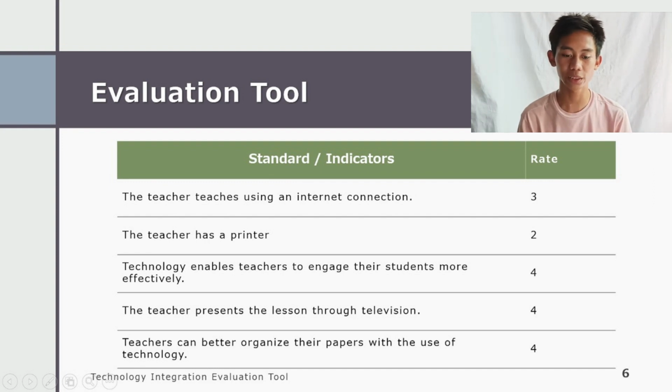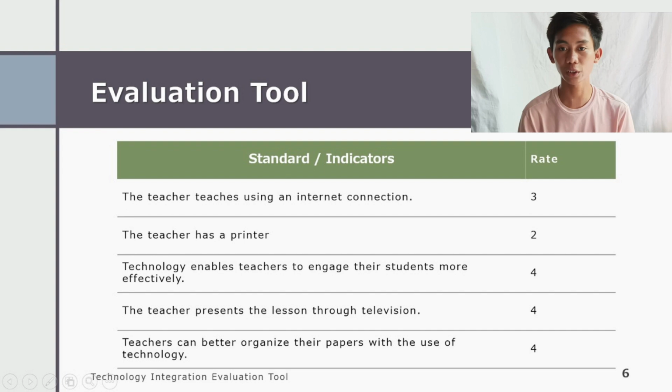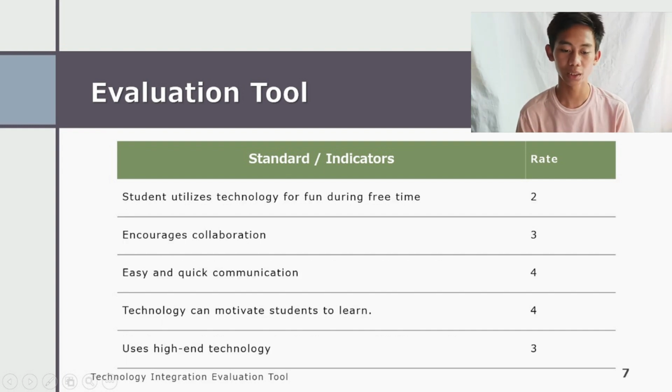The first one is the teacher teaches using an internet connection. We rate it by 3. Next is the teacher has a printer and we rate it by 2. And the third one, we rate it by 4. The fourth one, we also rate it by 4. Next, we also rate it by 4. And the sixth one is students utilize technology for fun during free time. We rate it by 2.